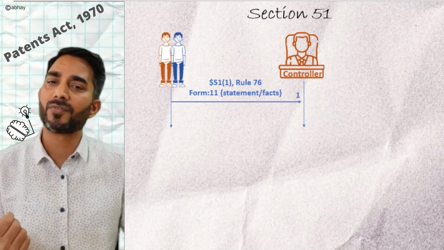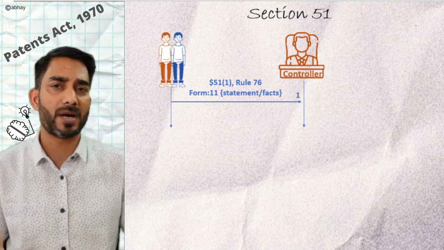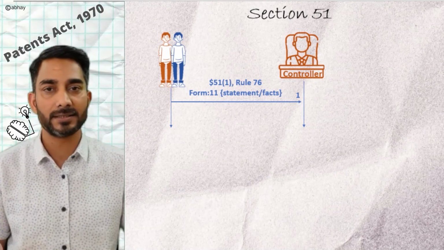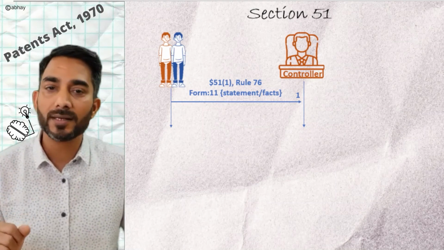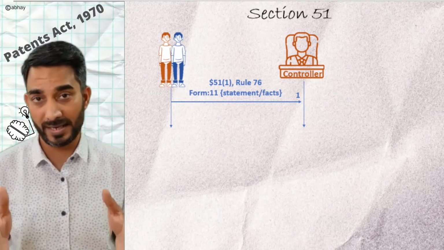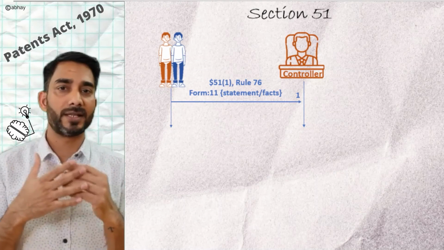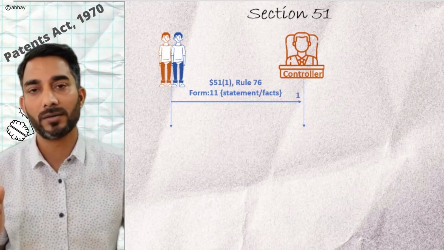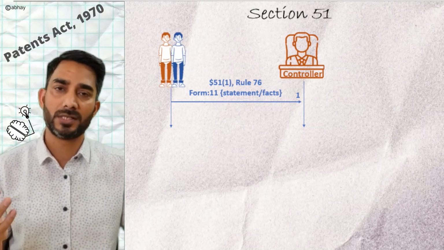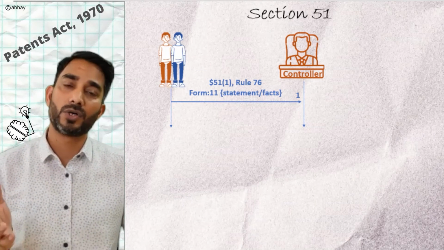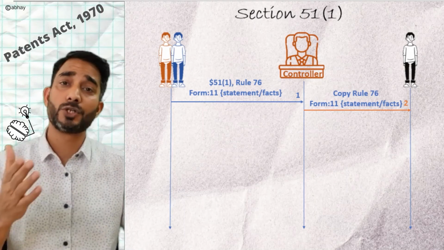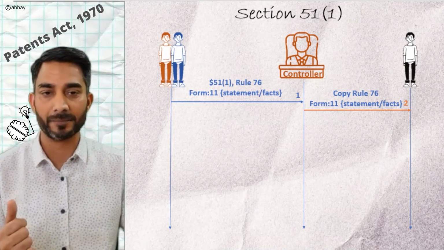As per Section 51.1, the first party, one or more patentees, can reach out to the controller seeking his directions. How do you do that? As per Rule 76, you need to fill out a Form 11 with the statements and the facts for which you are seeking the directions from the controller. Once the controller receives such a request or application from the first party, the controller passes on the application to the second party, another patentee.